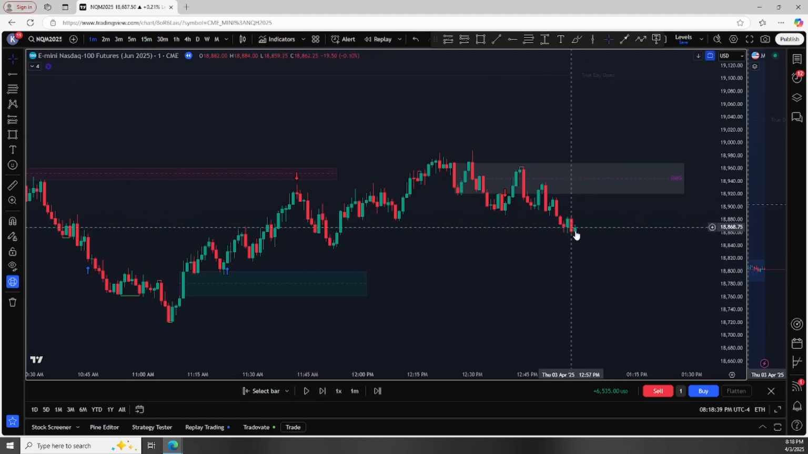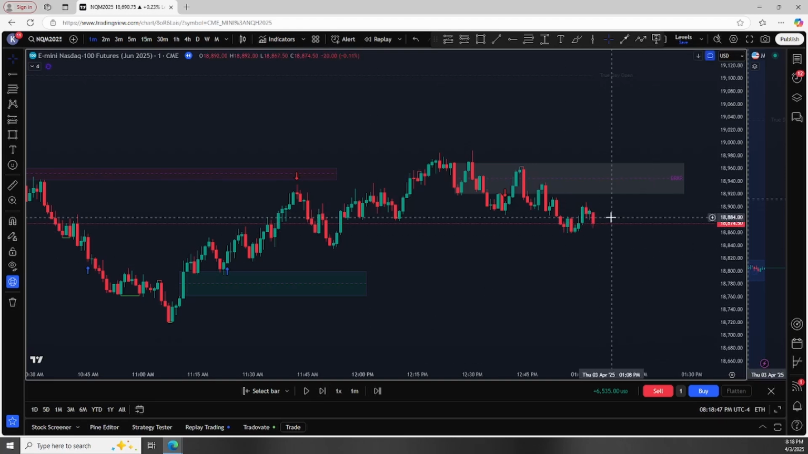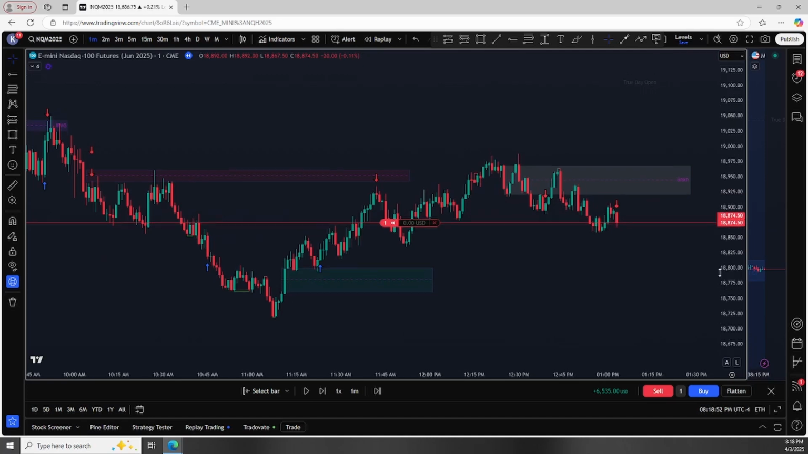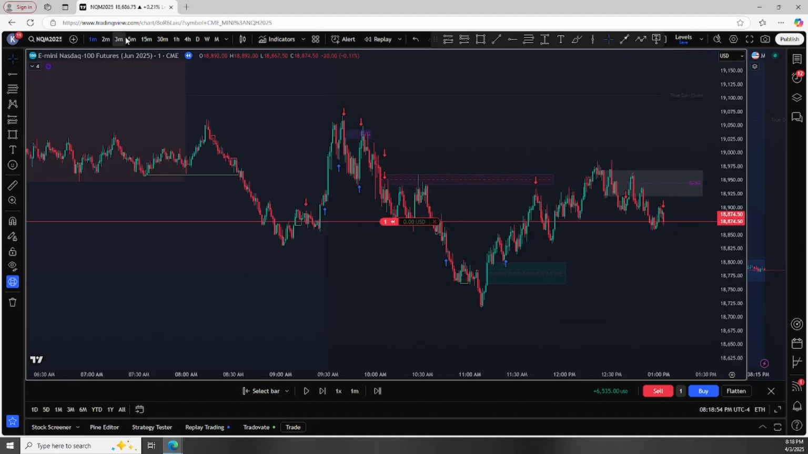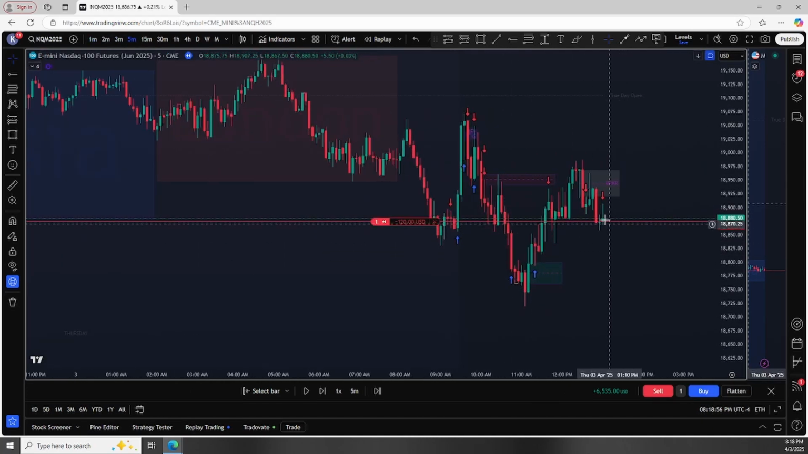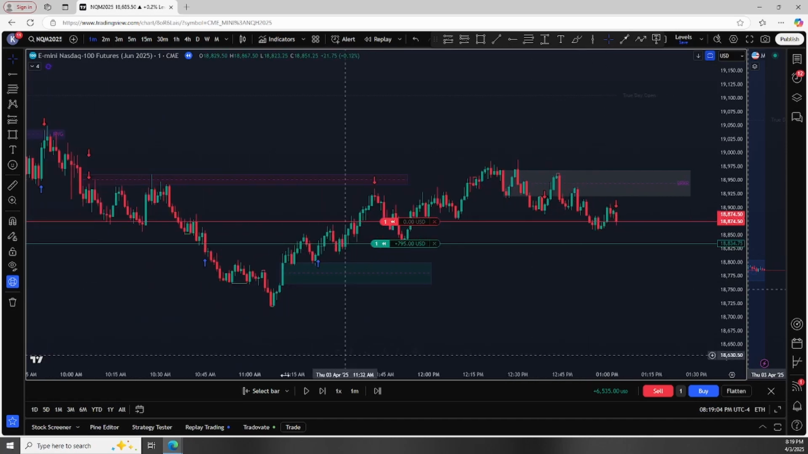But we need to get a pullback into something like that pulled back. So we might be a little late, but it's right there. And then we'll take an L1. All right, so let's take this. But we'll just take one contract because it's kind of late to the game. And then what's our 5-minute targets? This low, right? That's our first one. So we'll go there. It'll be a quick little scalp, nothing crazy. Let's see what happens when we get down there.